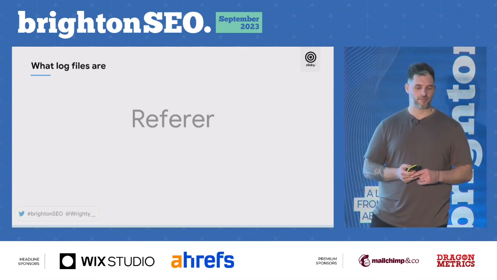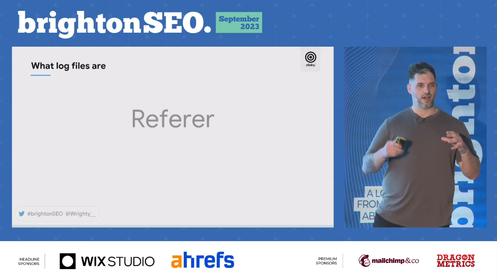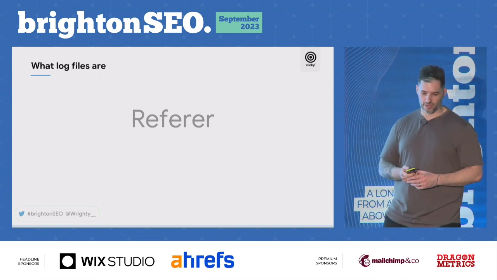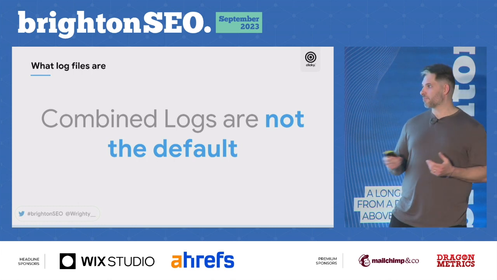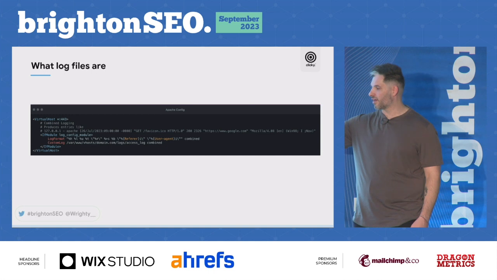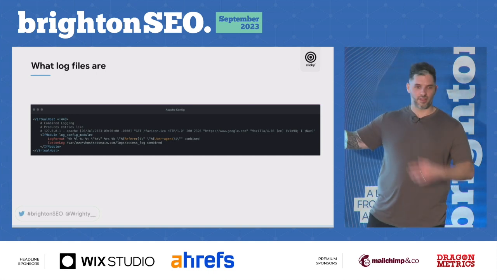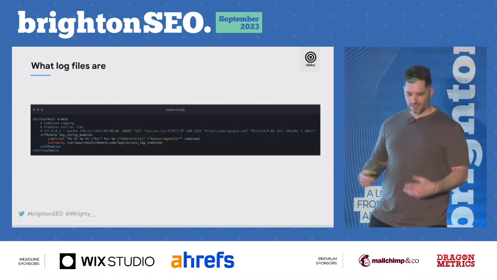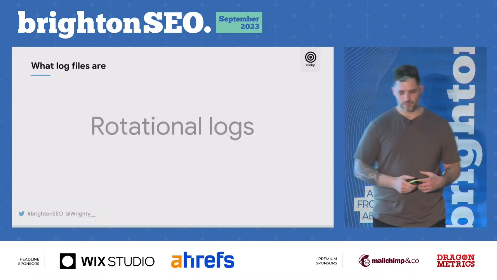Some logs do collect those, some don't. I'd say the higher percentage that I see don't actually have the referrer in, so it's quite a good one to configure. Like I said, they're not the default, but they look a little bit like this. You can see there's extra stuff in there now. You've got the referrer in there, you've got the user agent, and that's a basic Apache configuration for a combined log. So these are the kind of logs that we want to shoot for.